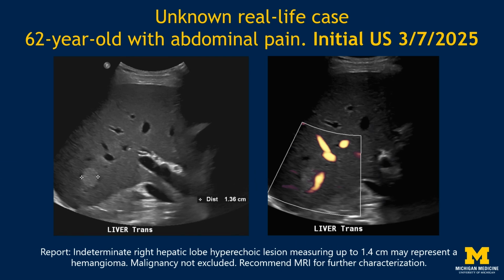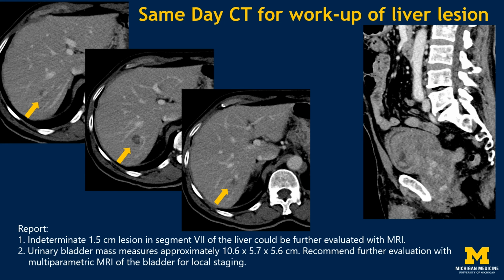Let's look at this unknown real-life case. 62-year-old with abdominal pain presents with an echogenic avascular lesion within the liver, and this was interpreted as malignancy not excluded, recommend MRI. The patient ended up having a CT where you can see this hypo-enhancing lesion with a nodular area of enhancement. The patient also had this large mass-like appearance in the pelvis, which was an enlarged prostate gland, but it was dictated as a bladder mass. So this reader felt that this could be a metastatic lesion to the liver and recommended an MRI.